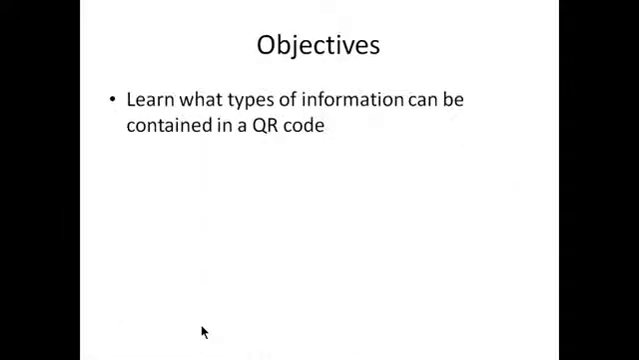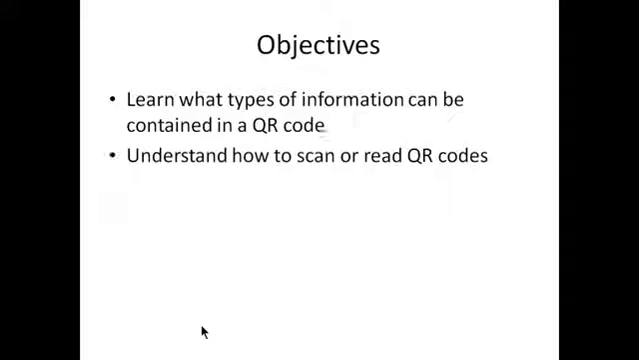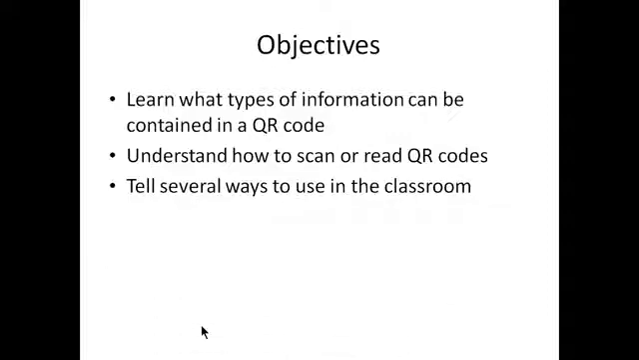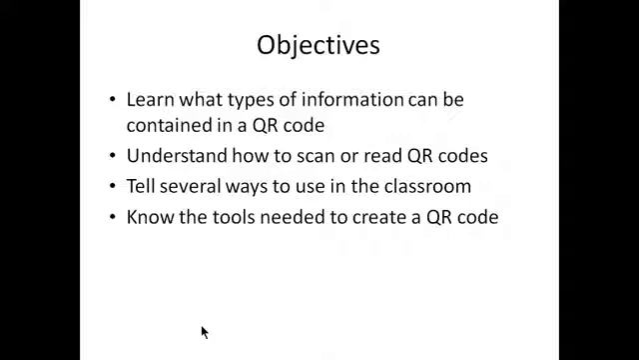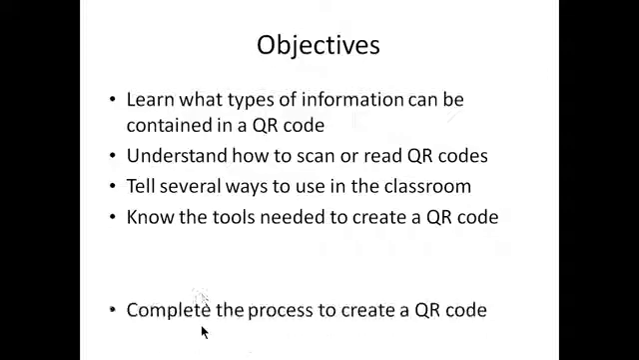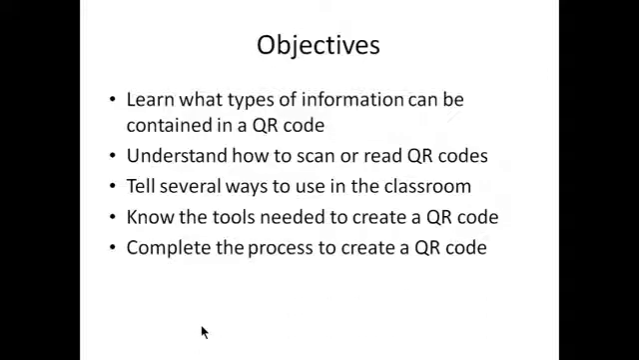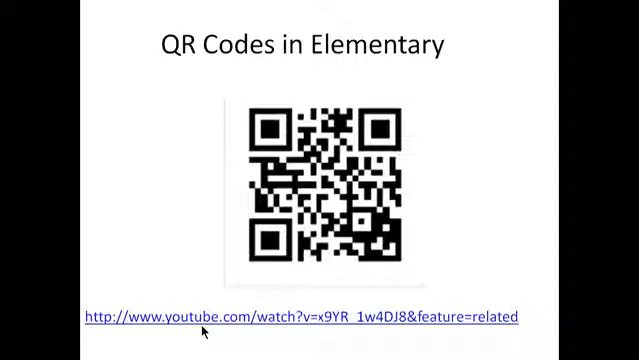So I hope that you would learn what types of information can be contained, and that included pictures and video and audio and websites. We talked about all those. That you would understand how to scan or read them using a mobile device or using a webcam. That you would be able to tell several ways to use them in the classroom, and I gave lots of those examples. And you would know the tools that were needed. You would need some sort of a QR code reader, and then it's best to go to a website like QR Stuff to create the code. That you'd be able to complete that process, and hopefully after the demonstration today you can.